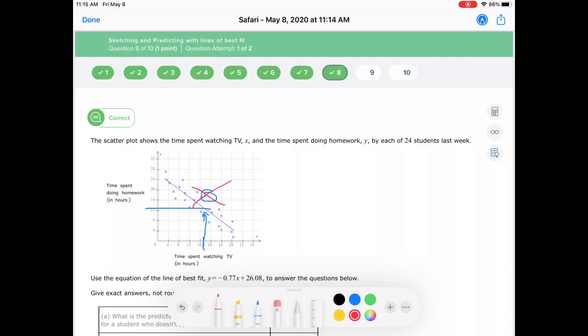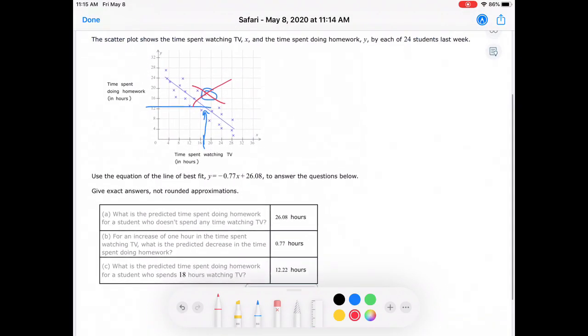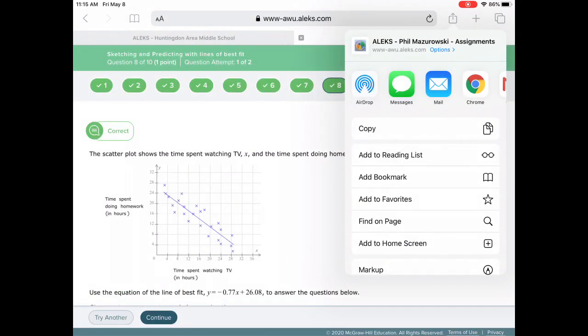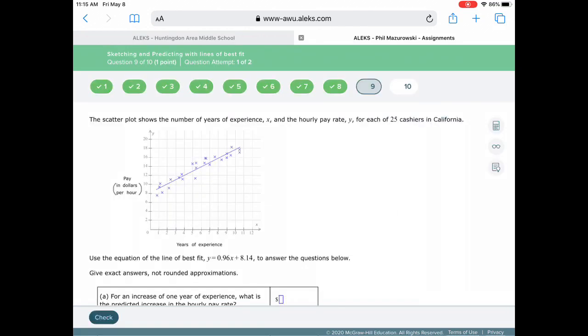We're using the line, and that's kind of a way that you can check your answer to make sure that you did it correctly. We got 12.22, so when you go to 18 on the line, make sure that's about 12.22, which it is. So we're good to go here. So let's move on to the next question. It's going to be very similar here.